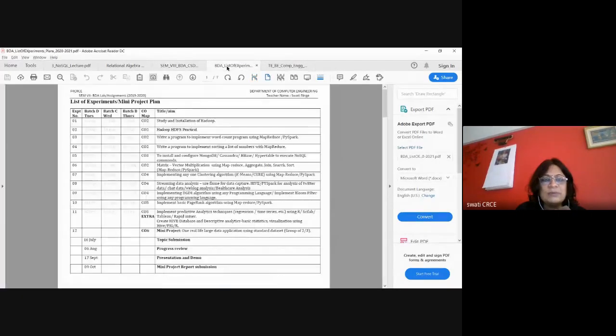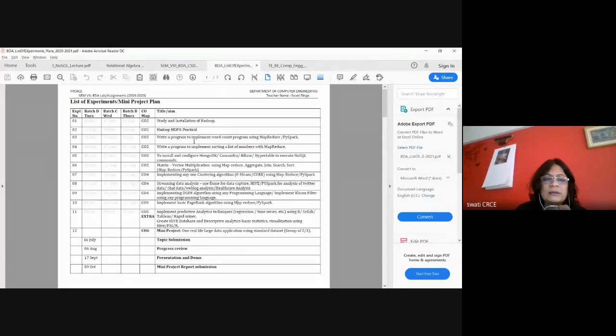This is the list of experiments. Please go through the list of experiments, and now you start working on these practicals. The first step is the study and installation of Hadoop, the first experiment. So you can install it on Windows. It is not a problem, and you get a prompt of Hadoop, and in front of the prompt you can perform some HDFS commands. Okay, so study and installation and the execution of HDFS commands is the first job.